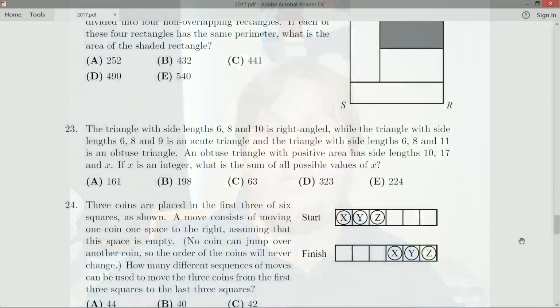Okay. So what have we got here? The triangle with sides 6, 8, and 10 is right angled, while the triangle with sides 6, 8, and 9 is an acute triangle, and the triangle with side lengths 6, 8, and 11 is obtuse. An obtuse triangle with positive area has side lengths 10, 17, and x. If x is an integer, what is the sum of all possible values of x?